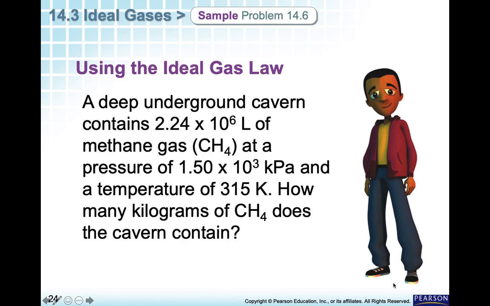So this isn't asking for moles, but if I find moles, then I can calculate how many kilograms. By using molar mass, I can go to grams and then convert grams to kilograms. So in my head, I've already figured out that I'm going to use the ideal gas law to get moles, then I'm going to use molar mass to get grams, and then I'll convert to kilograms. So kind of a 3-step process.